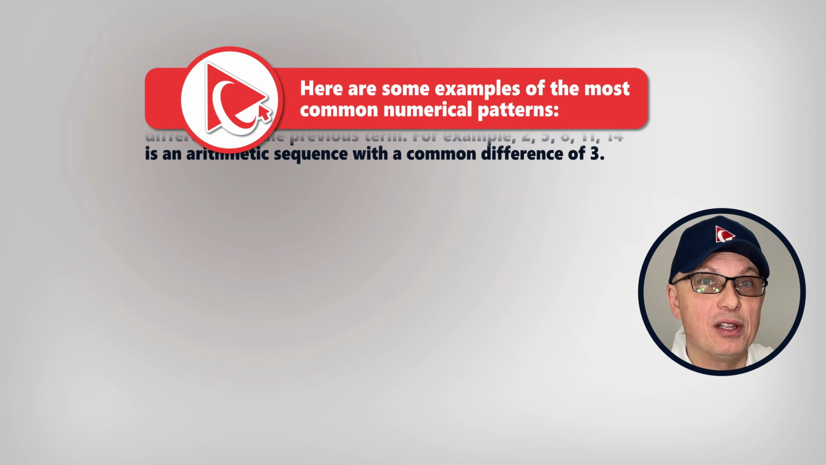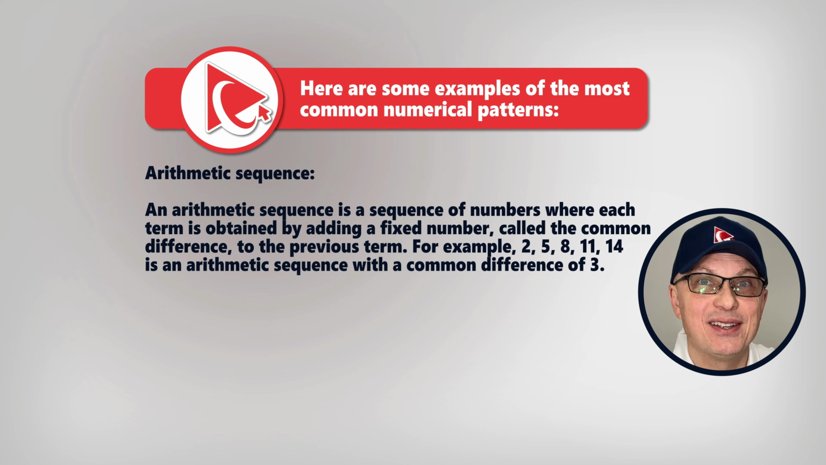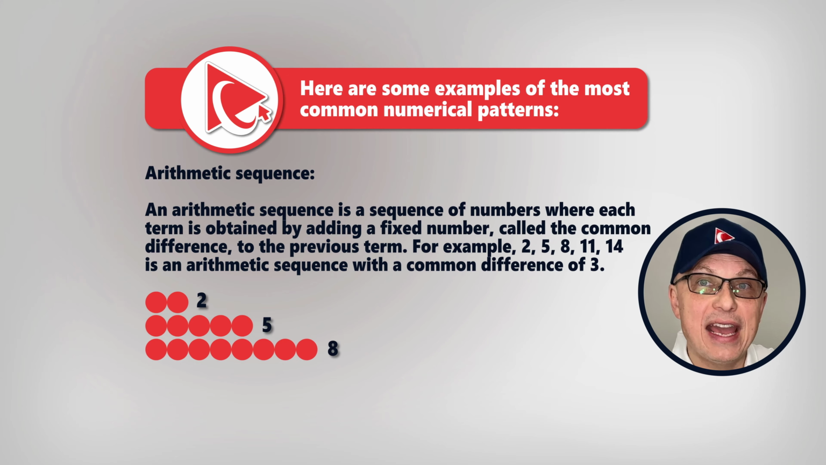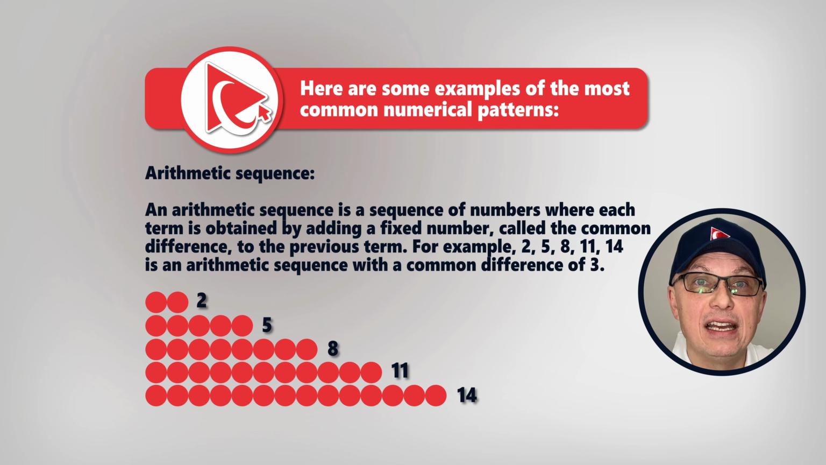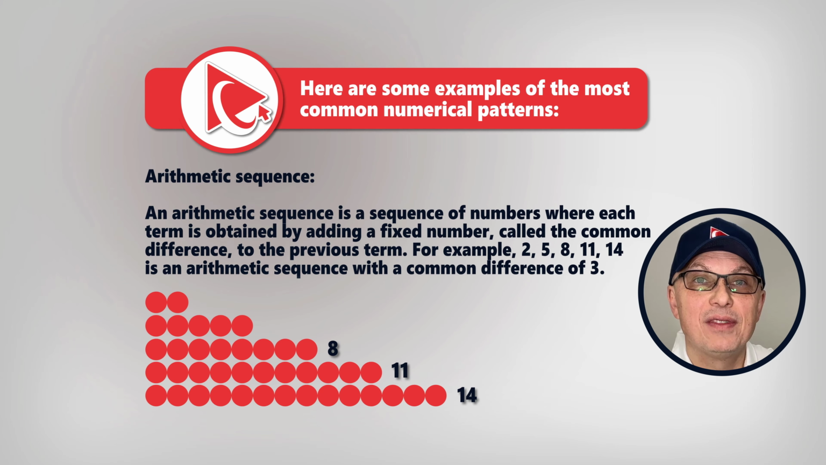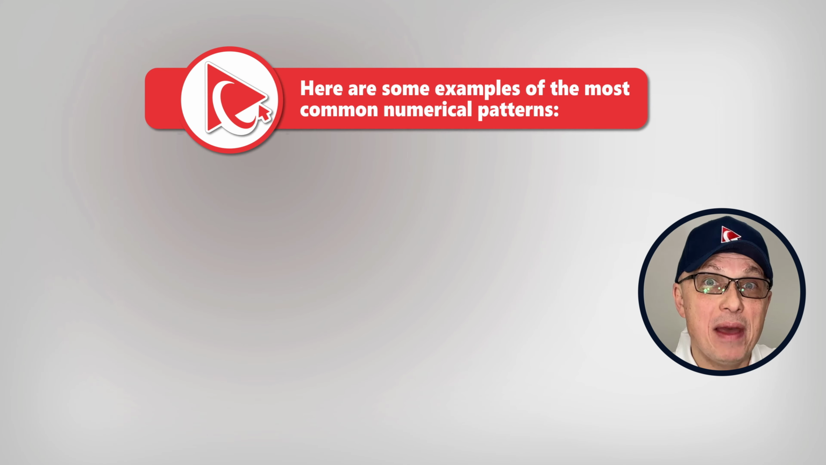One of the most popular patterns is arithmetic sequence. The arithmetic sequence is the sequence of numbers where each term is obtained by adding a fixed number called the common difference to the previous term. For example, numbers 2, 5, 8, 11, 14 represent arithmetic sequence with a common difference of 3. Number 2 on the list would be geometric sequence.